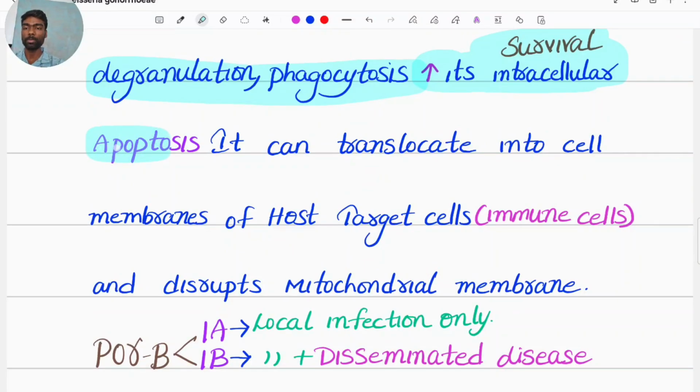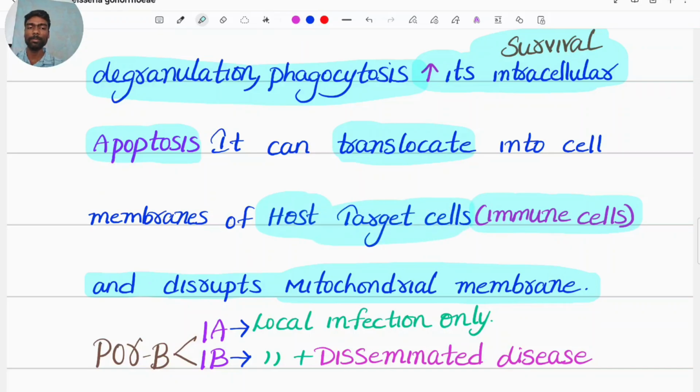Then this porin induces apoptosis. It can translocate into cell membranes of host target cells, that is immune cells like neutrophils, macrophages, and disrupts their mitochondrial membrane and leads to their death, apoptosis. From bacteria, it translocates to our host target cells, that is immune cells, macrophages, neutrophils, or epithelial cells, and disrupts their mitochondrial membrane, leading to their death, nothing but apoptosis. Here, an extra function of pore forming: it forms pores in our host cells also and causes their death, apoptosis. Adhesion, invasion, apoptosis, and inhibits neutrophils.